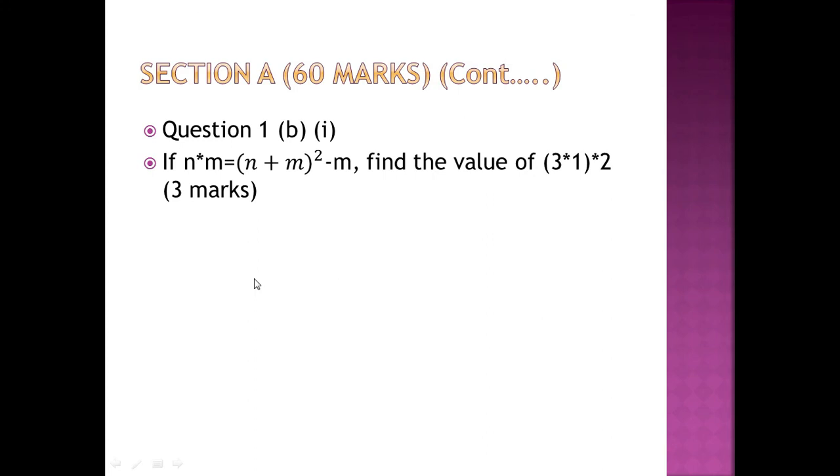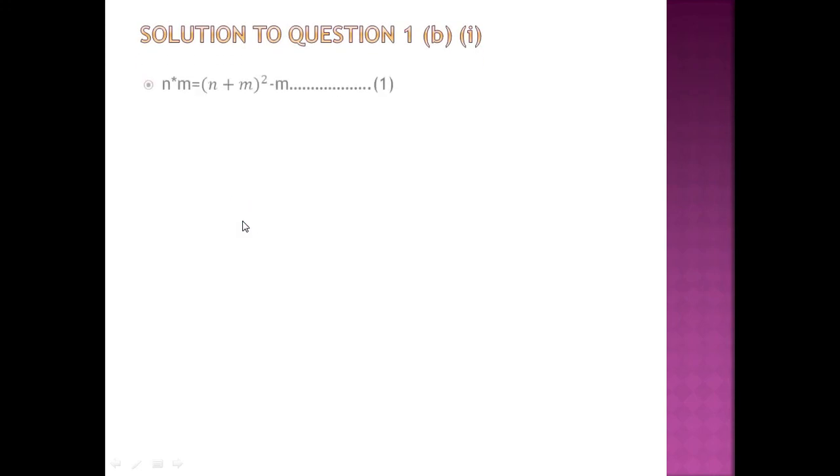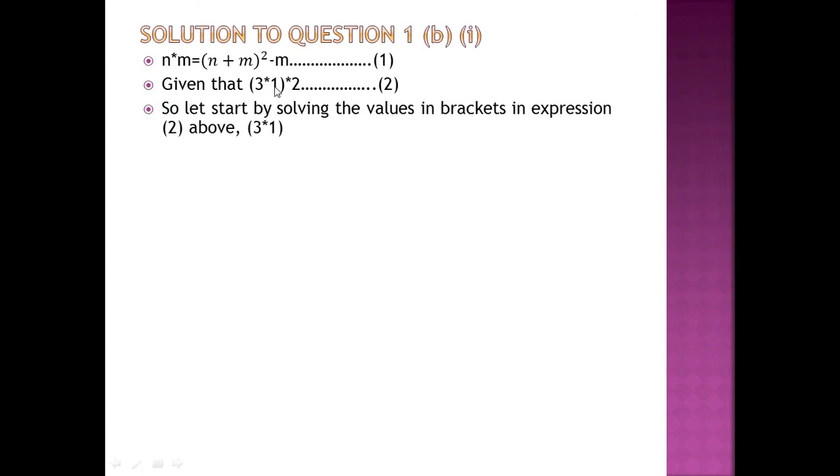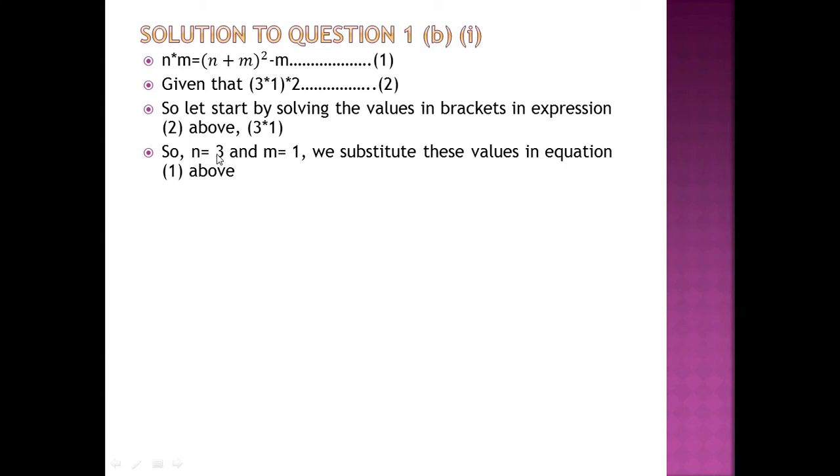Question 1b of section Roman 1: given the expression n star m equals n plus m squared minus m, find the value of 3 star 1 star 2. It is worth 3 marks. We start by solving the value in the bracket, which is going to be 3 star 1. So in 3 star 1, n is going to be 3, and m is going to be 1.